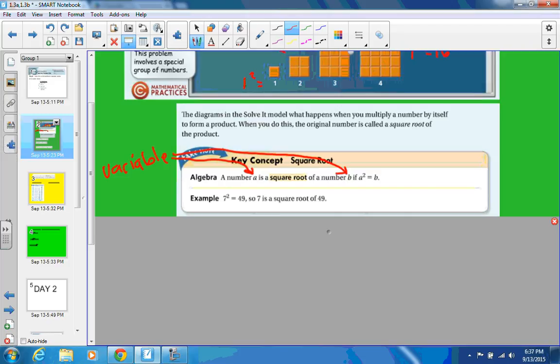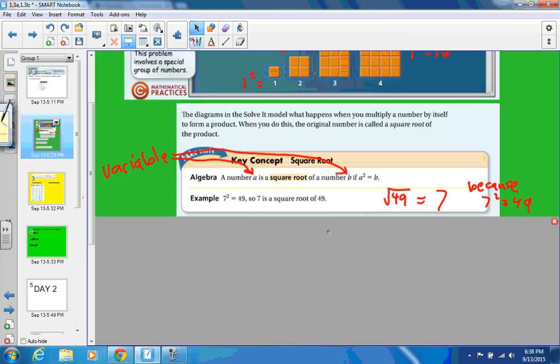So example, 7 squared equals 49. So we're going to use this symbol to go backwards. And 7 is the square root of 49. So the square root of 49 is displayed like this, you might remember, using the square root symbol. And the answer is 7. The square root of 49 is 7 because if you multiply 7 by itself, it'll get you to 49. Okay?